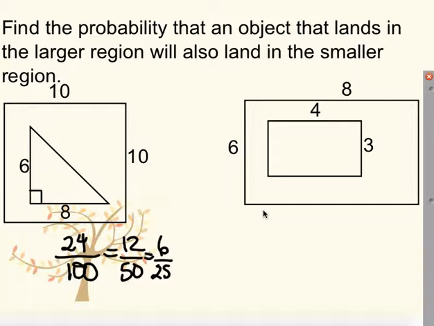The area of the smaller one, 12, divided by the area of the bigger one, 48, means I have a quarter of a chance of getting in the smaller rectangle here.